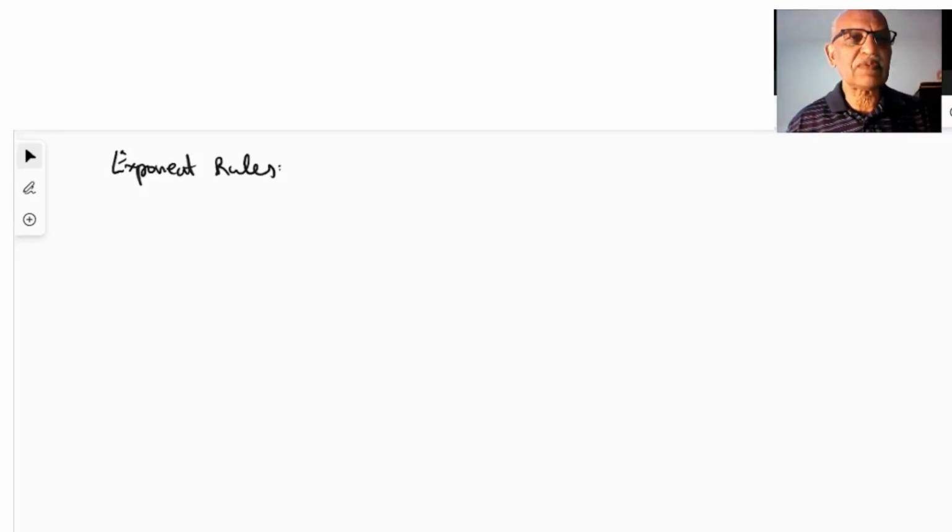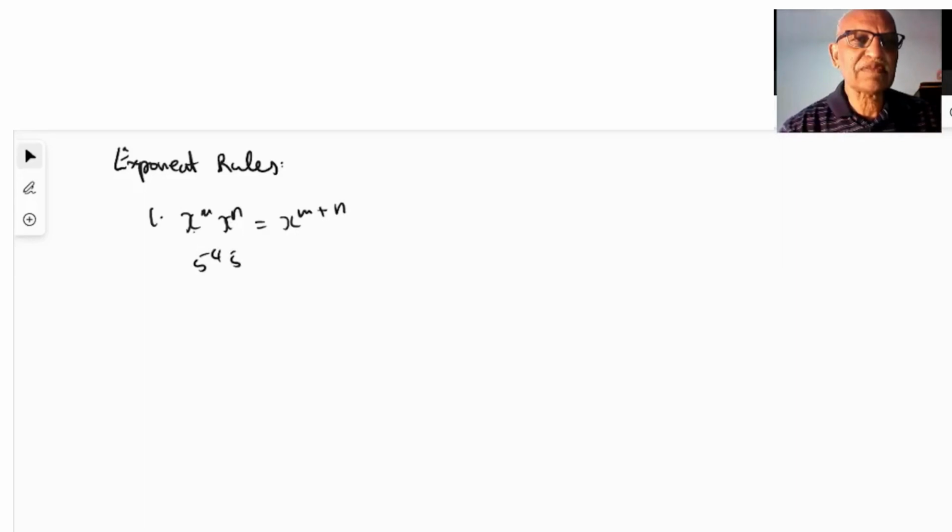is rule of multiplication. So if I had x to the power m times x to the power n, if the bases are the same, if we multiply this, that means we add the exponents. This is multiplication, which means, let's say, 5 to the power 4 times 5 to the power 3. They have the same base, therefore I can add the exponents. 5 to the power of 7.